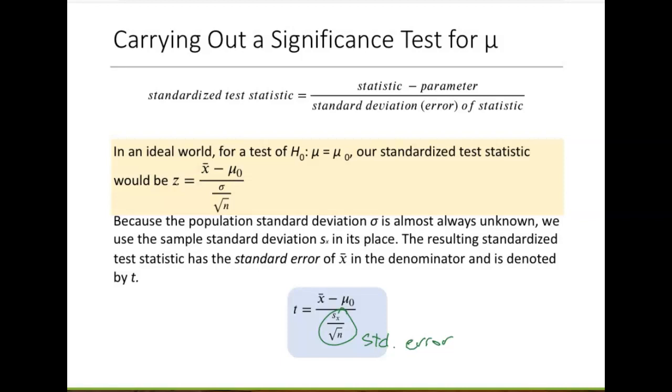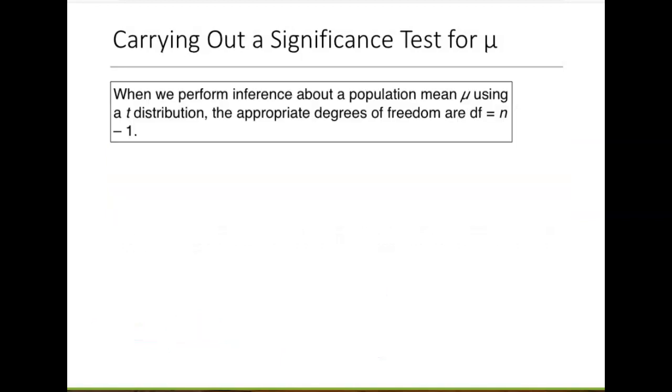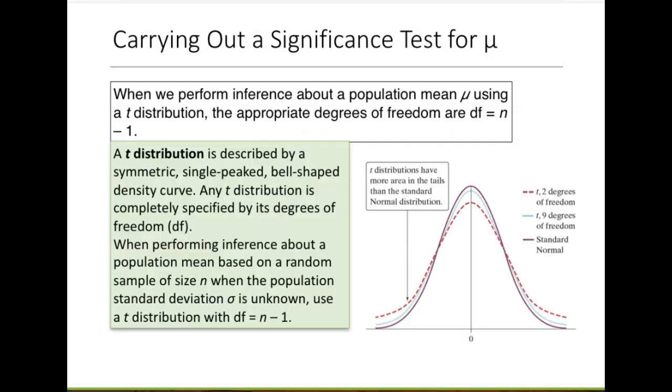Well, remember, a t-distribution is a lot like the z-distribution. The z-distribution is the standard normal distribution that has a mean of 0 and a standard deviation of 1. A t-distribution is a lot like that, but it has wider tails, and it's generally skinnier and taller, and it depends on the sample size. So when we perform inference using a t-distribution, the appropriate degrees of freedom, remember, is our sample size minus 1. All right, and this is all stuff we've covered in creating confidence intervals.